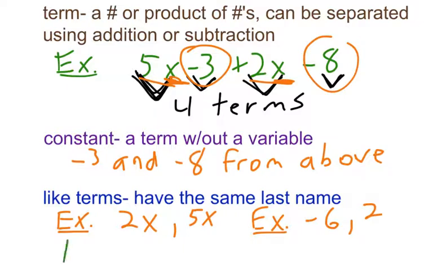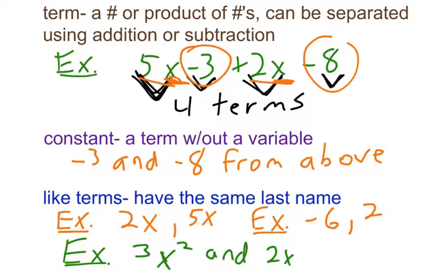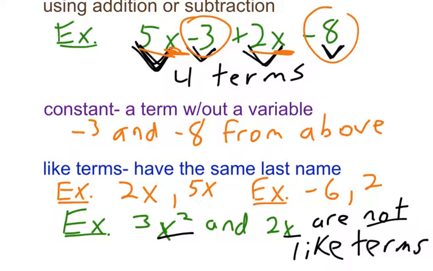And now let's go over a non-example. Let's say you had 3x squared and 2x. These do not have the same last name because this last name is x and this last name is x squared, so they're different. So these are going to be not like terms. They are not like terms. So be careful, just because they have an x does not mean you can combine them.